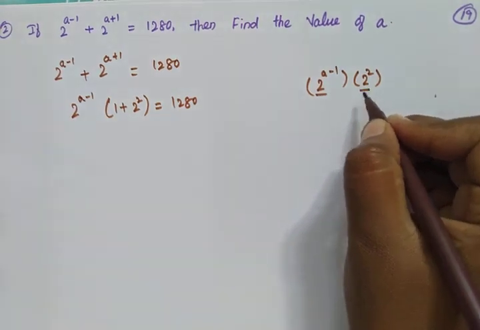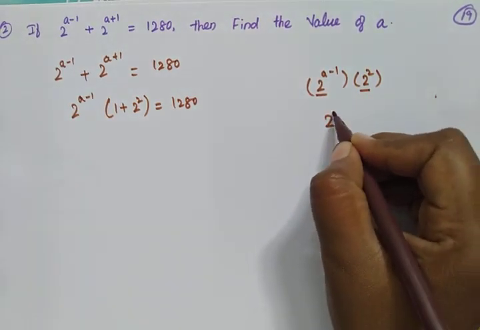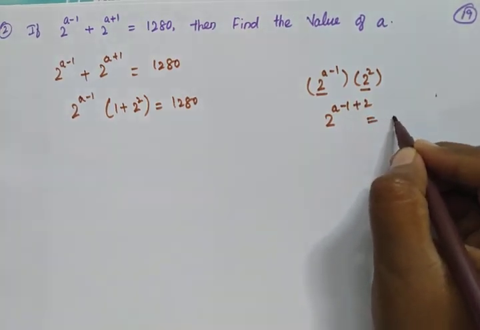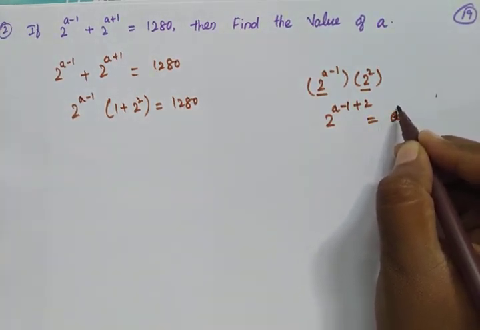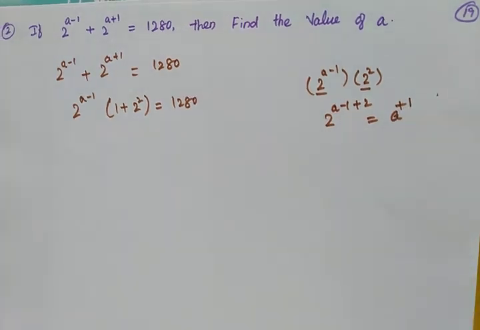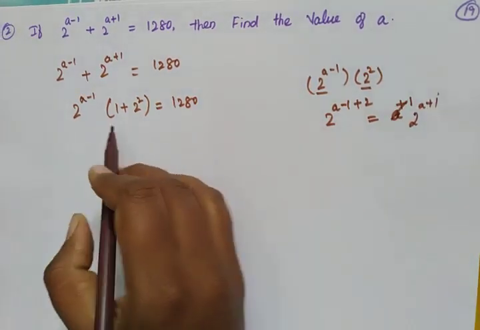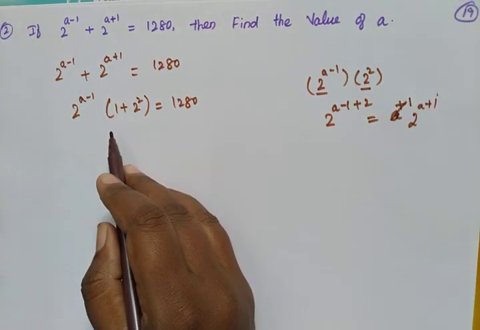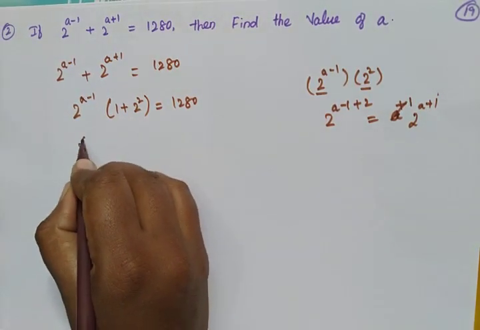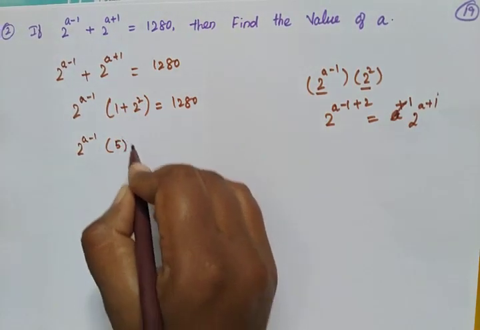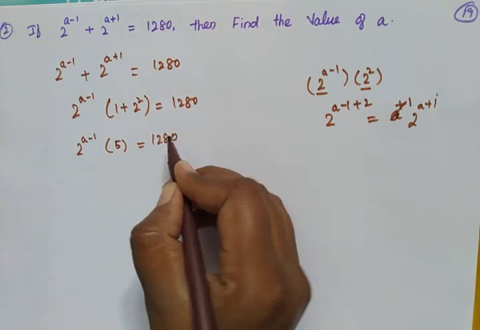Since the base is common, we can add the powers: a minus 1 plus 2, which will be equal to a plus 1. So here we will get 2 power a plus 1. Now we can write 2 power a minus 1 into 5, since 2 square, 2 twos are 4, plus 1, 5, which is equal to 1280.